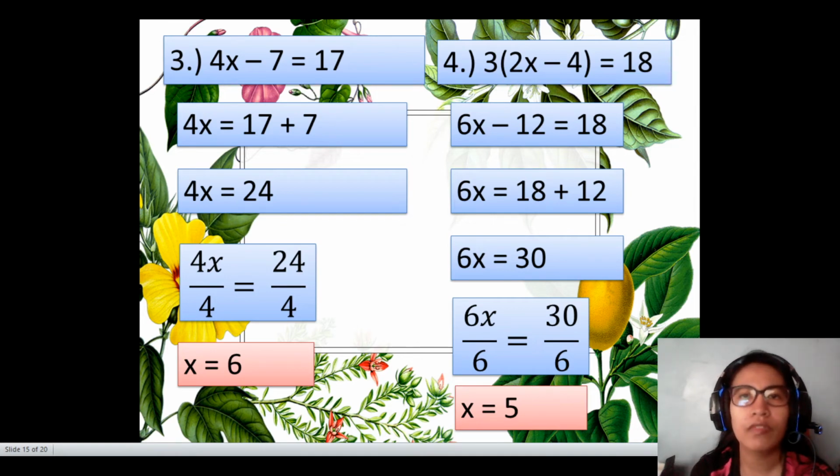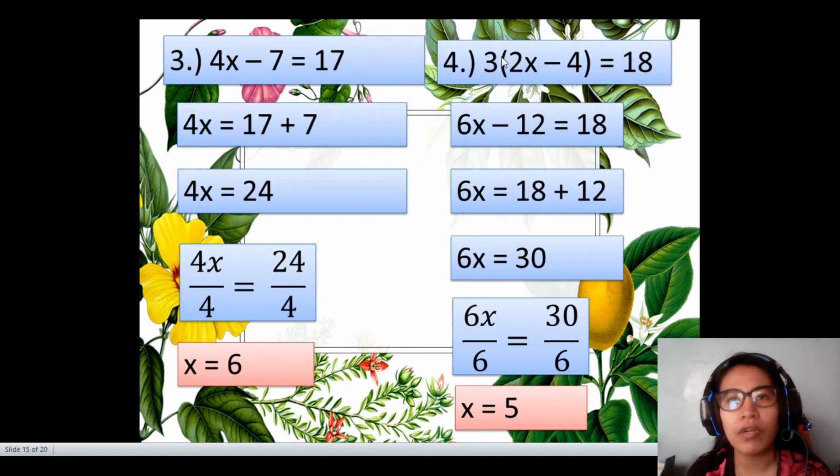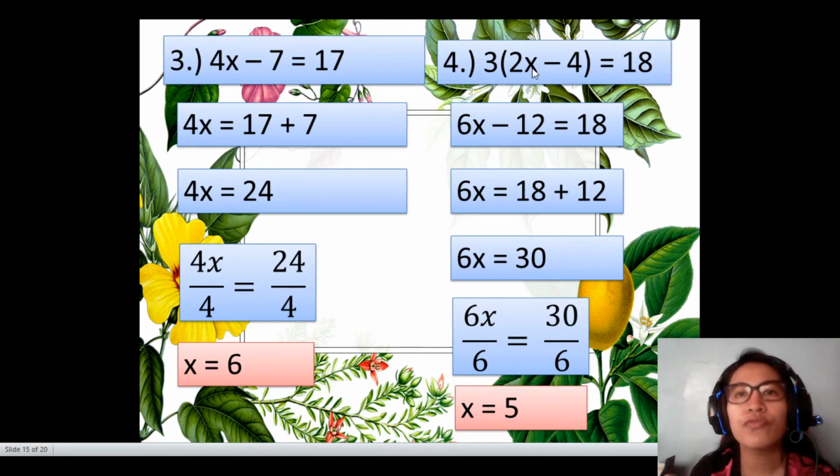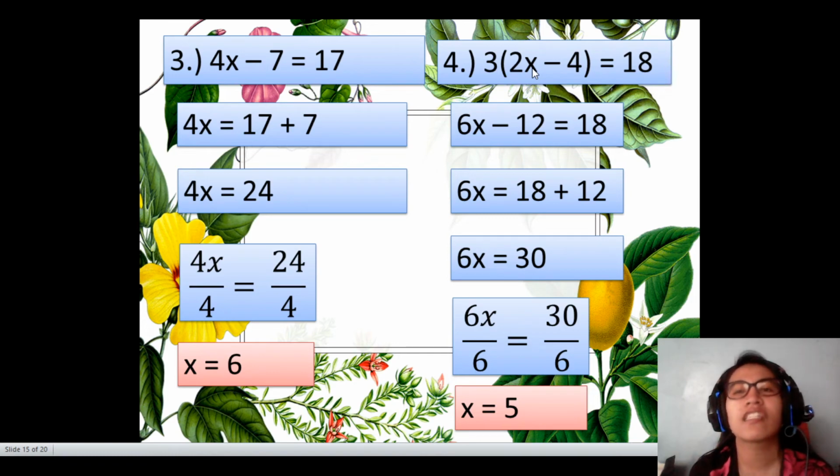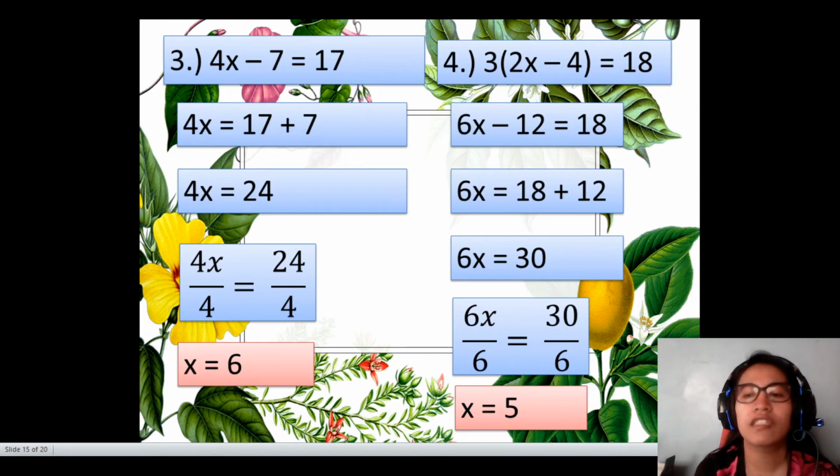And to check, just put the bracket first. 2 times 5. So that's how we do it. That is 10 minus 4 is 6 times the 3 is 18. So that's correct.